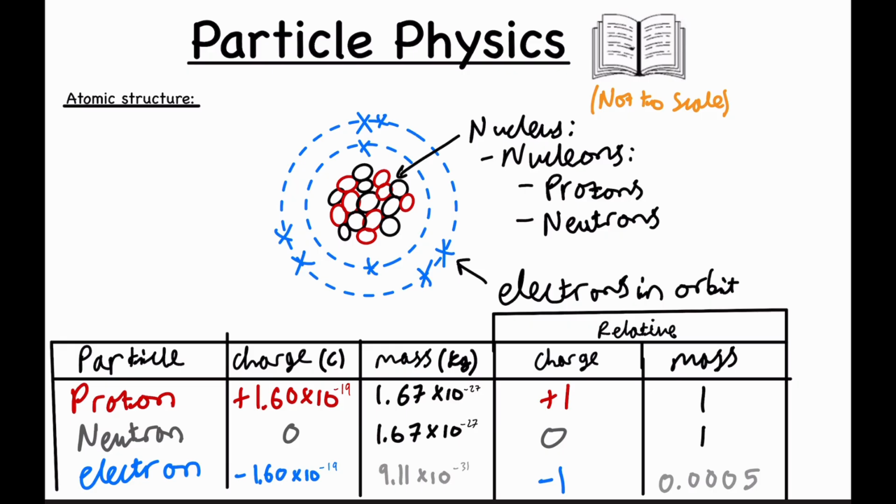And then if you have relative charges and mass, the proton has a relative charge of +1 and the electron of -1, and the neutron still 0. And the proton and neutron have a relative mass of 1, and the electron has a relative mass of 0.0005, which is 1 over 2000.